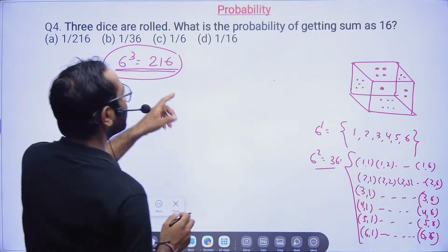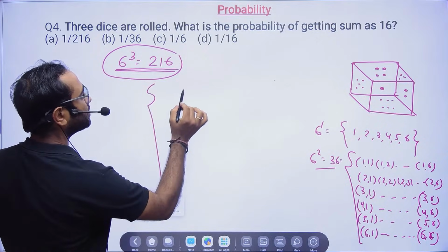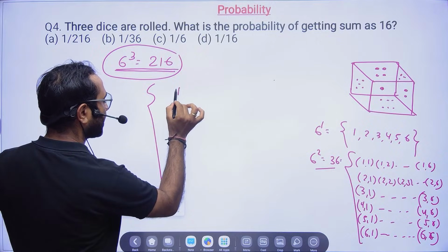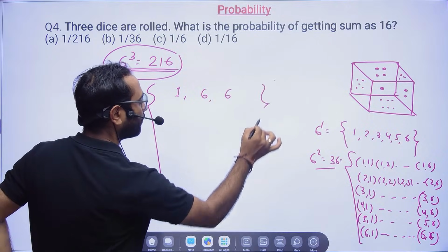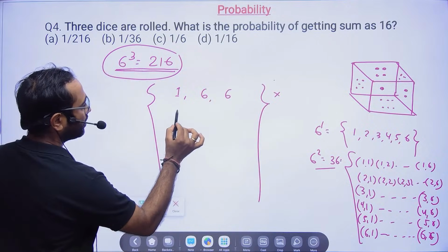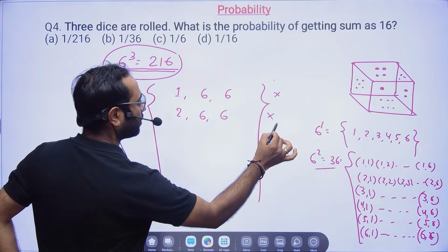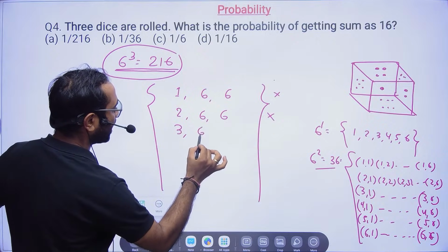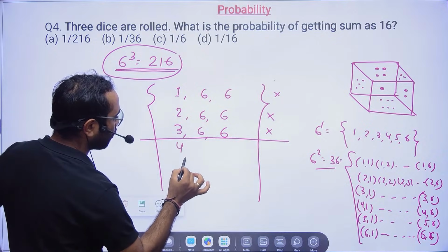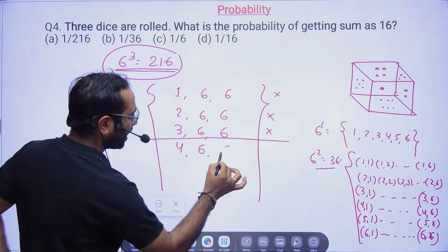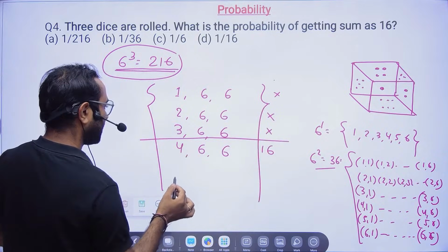Okay, so now here we have to get a sum of 16. Suppose we have 3 dice. On the first die if we have 1, second 6 and third 6, will we get 16? No sir. Second die 2, then 6, then 6 is 14, no. 3, 6, 6 is 15, no. Okay, now if we take 4, then 6 and 6, we will get 16, because we need the total sum to be nothing but 16, correct?